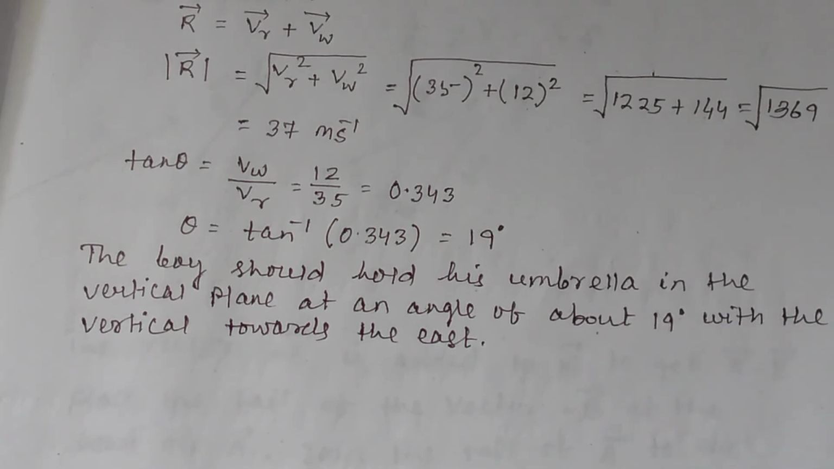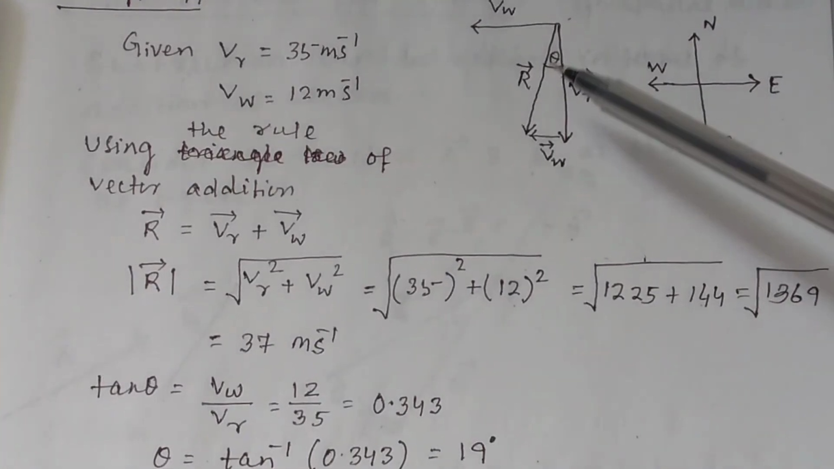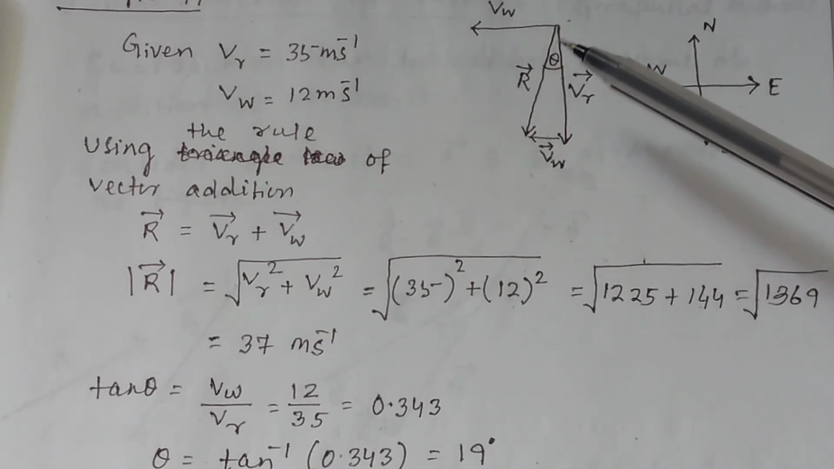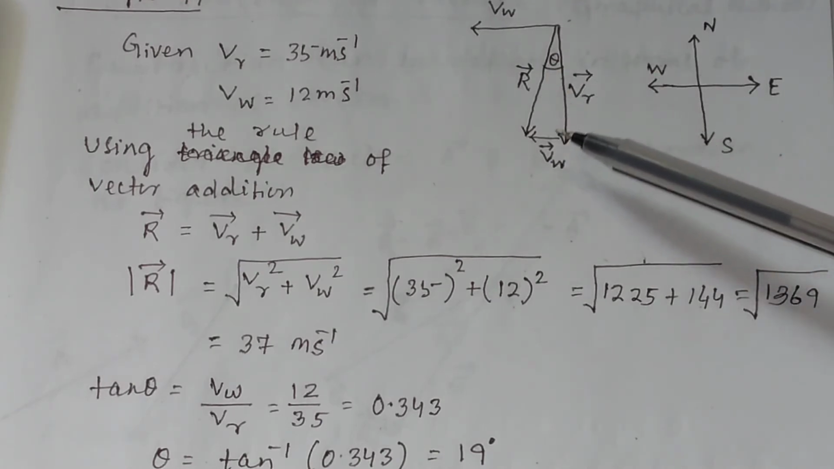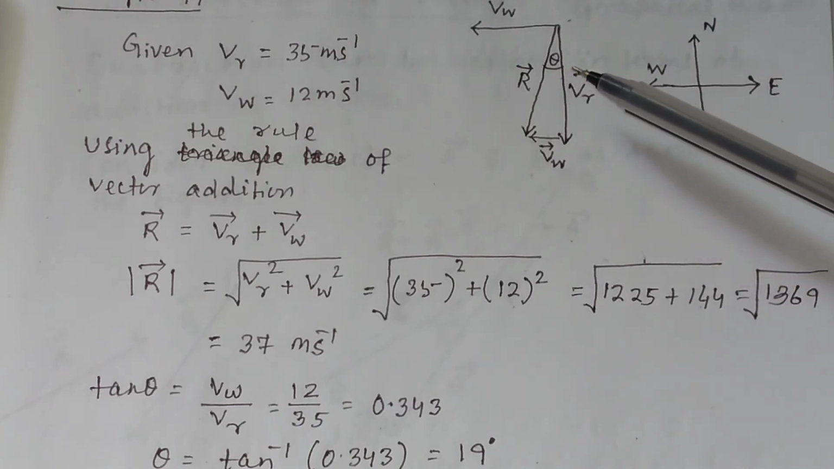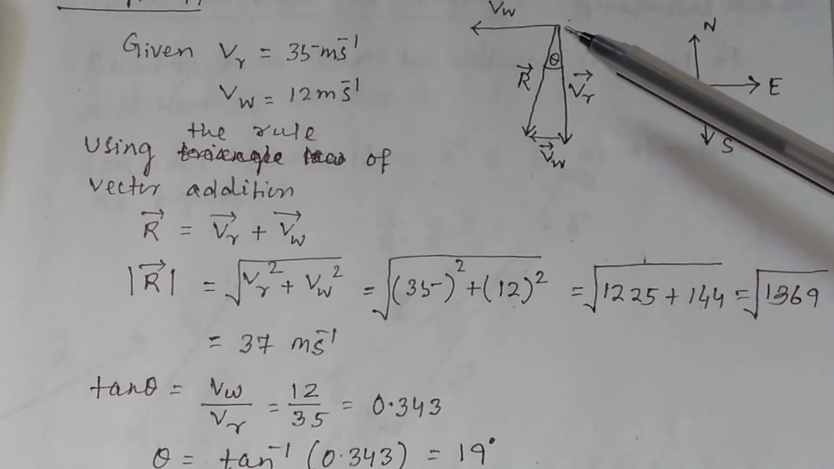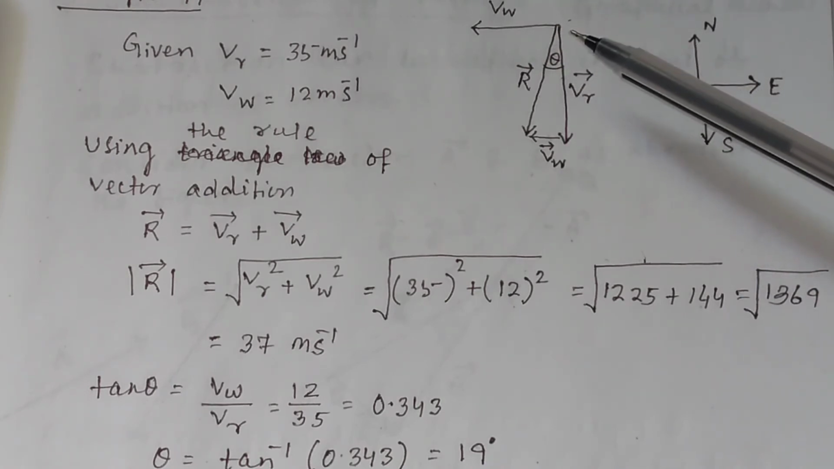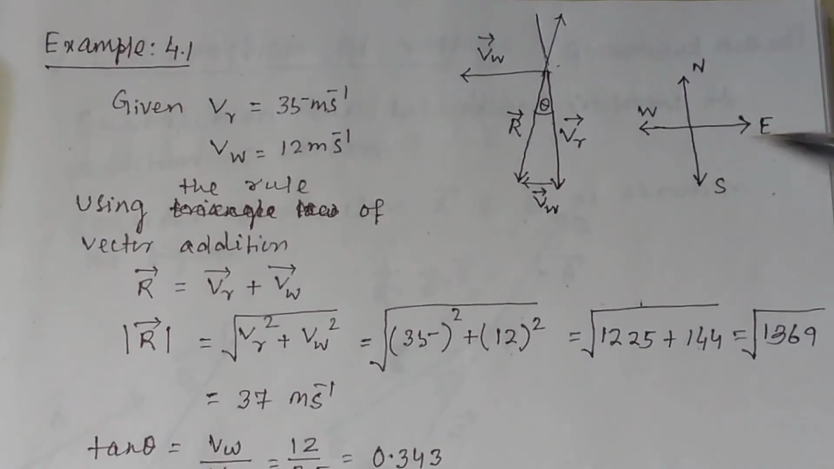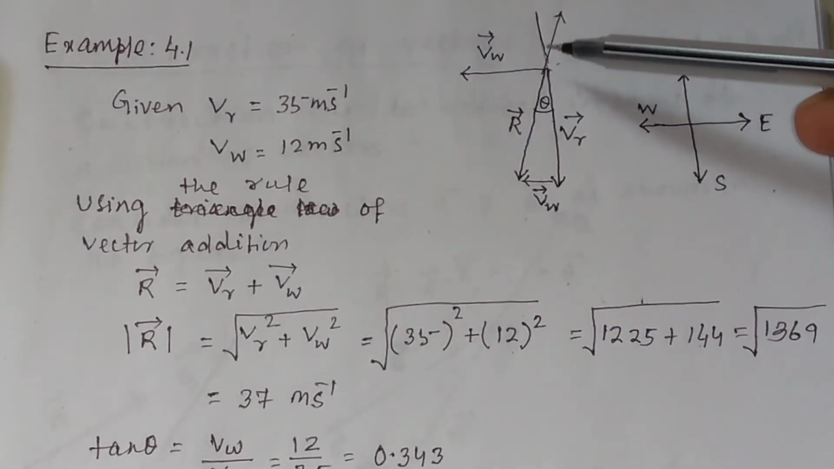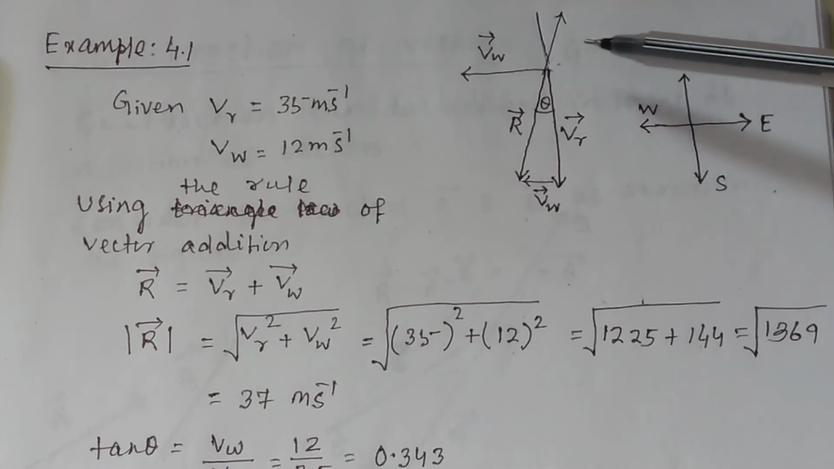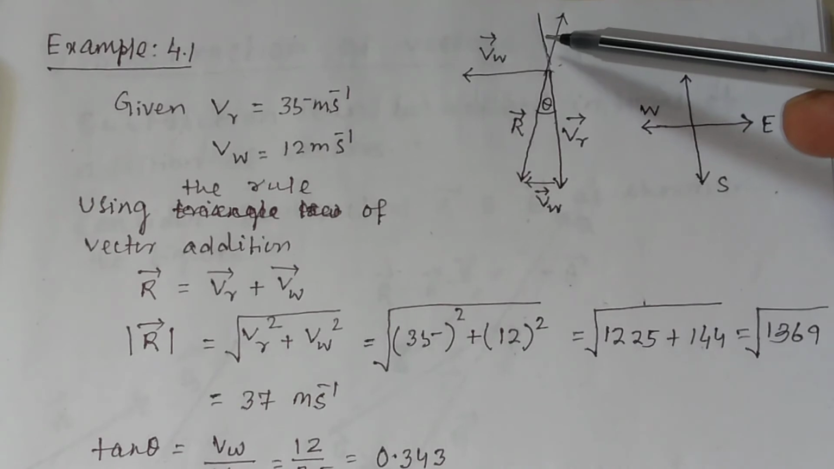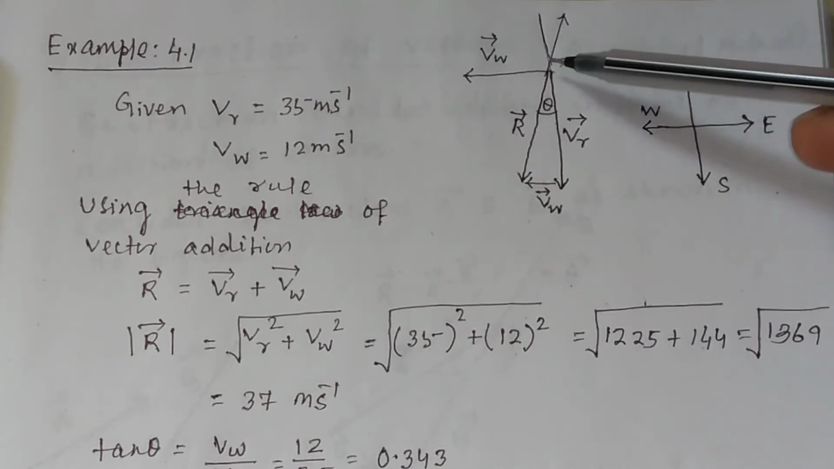vertical towards the east. You can observe this from this figure, how the boy should hold his umbrella in the vertical plane. This angle will be equal to 19 degree with the vertical towards east, and this is east. So in this figure, if this is the vertical, the boy should hold his umbrella like this, and this is east. So the boy should hold his umbrella at an angle of 19 degree to the vertical towards the east.